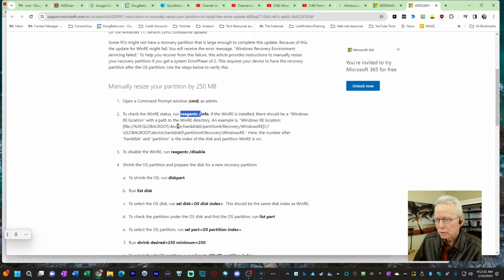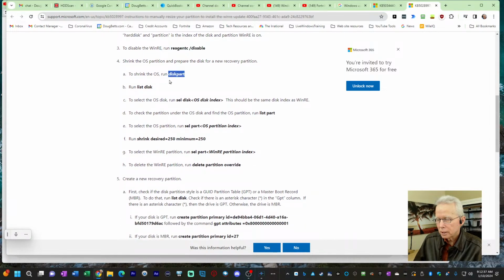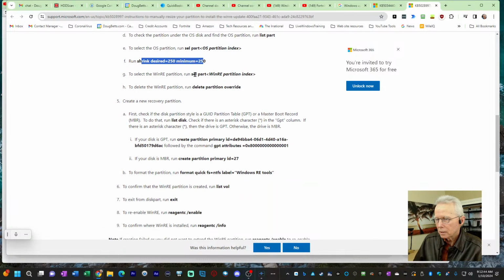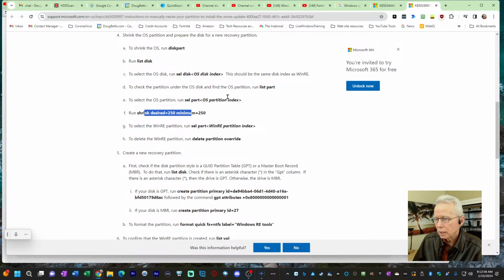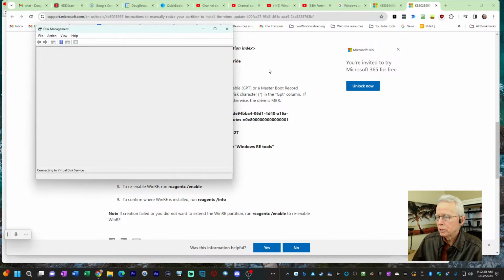RE agent. Diskpart, list disk, select disk, shrink desired. Okay, so you're shrinking the operating system partition. Yeah, that makes sense. See, I'd be more inclined to do it from Disk Management. Let's go take a look at this.